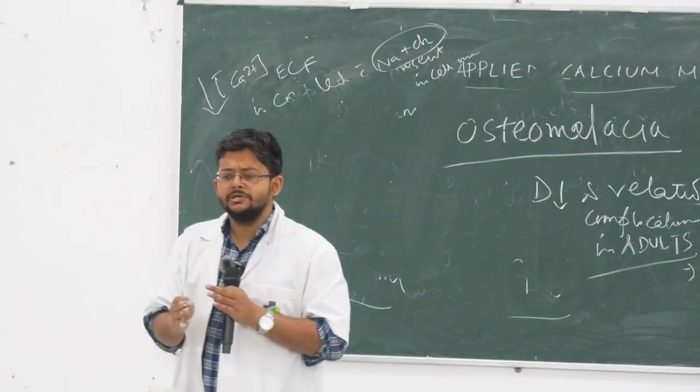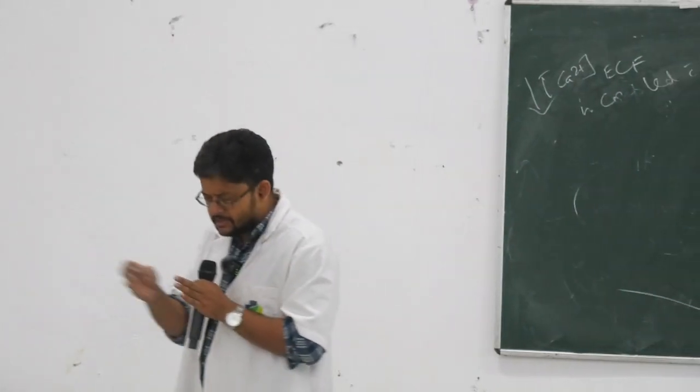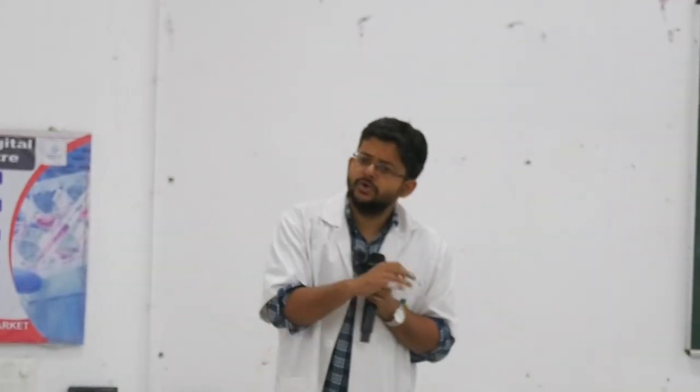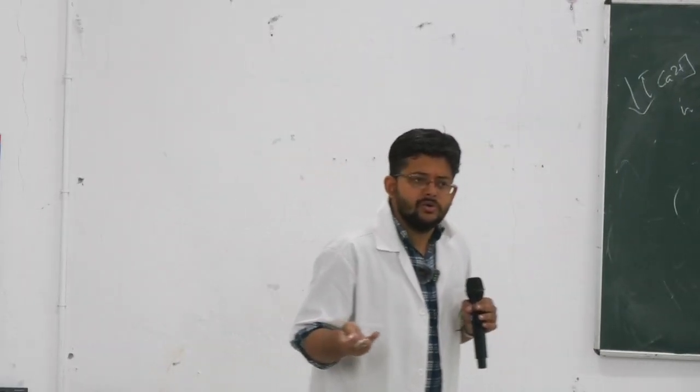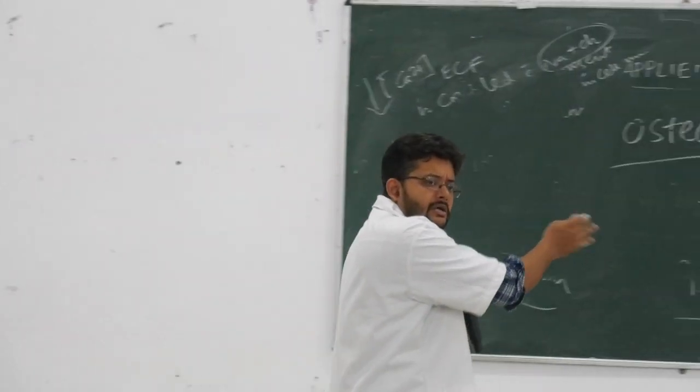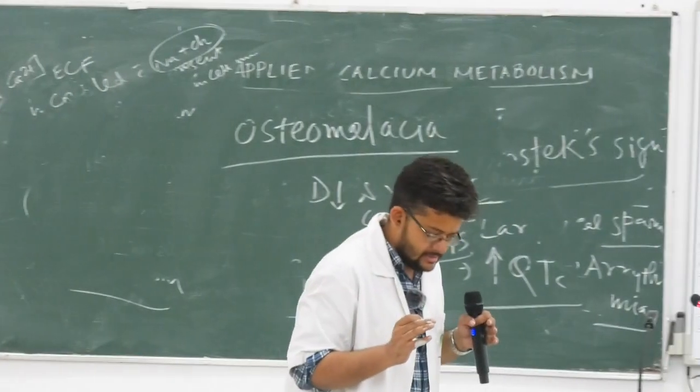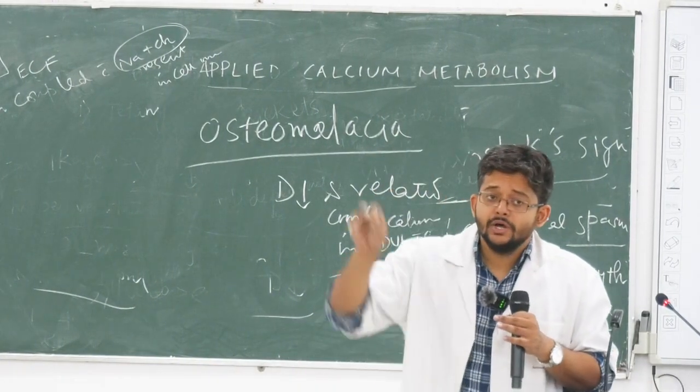There was a need to differentiate these two classifications. Why not just say rickets, or adult rickets, the same thing? Why have we given a separate name to a different disease? Because in adults, growth is complete.